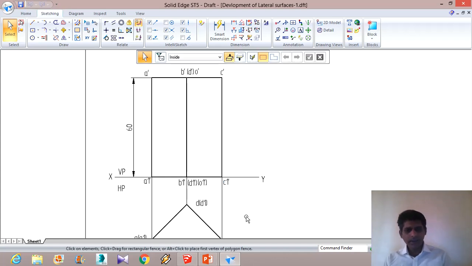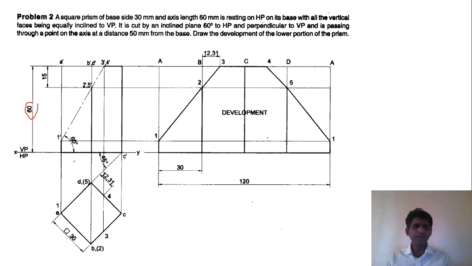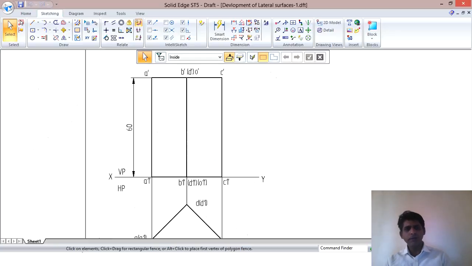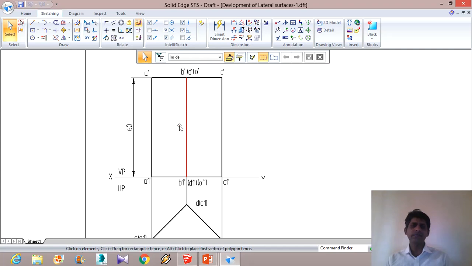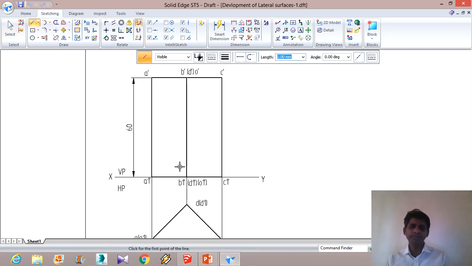Next, what we have to do is, yes, it is equally inclined, at 45 degrees, and it is cut by an inclined plane at 60 degrees and perpendicular to VP, passing through the point at an axis 50 mm from the base. So what we will do now is, from this base I will draw one line, and the length of this line will be 50 mm.